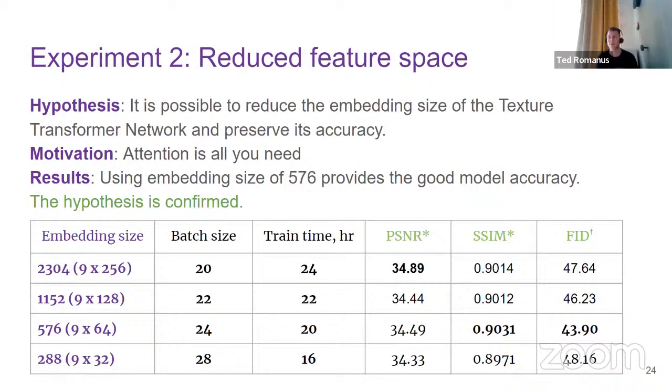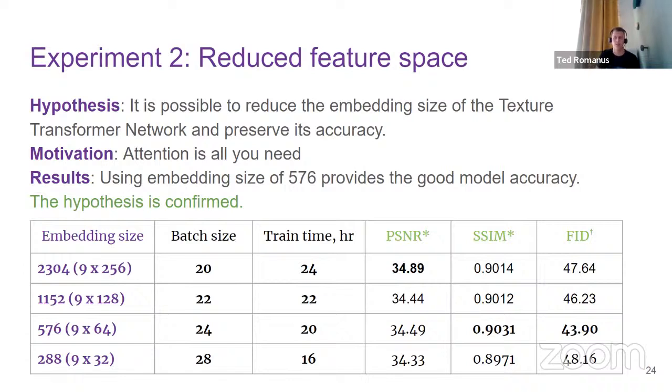2,304. We experimented with smaller embedding sizes: 1,152, 576, and 288. The results show that the embedding size of 576 still gives very nice metrics. PSNR and SCM are similar to the original model, while FID got even better. This means that the model is trained for the generative component better.